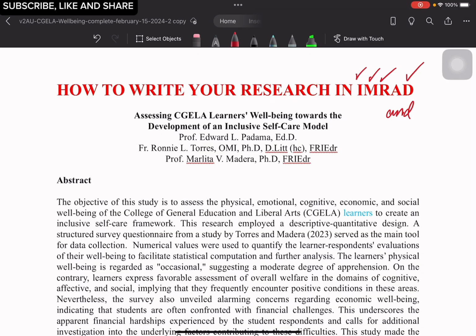Now, in order to better understand the IMRAD format, I will be sharing an actual study that we have created together with other researchers, which is reflected on your screen right now. The title of the study in IMRAD format is Assessing the CGELA's Learners' Well-Being Towards the Development of an Inclusive Self-Care Model. So CGELA is a specific college in Arellano University that refers to the College of General Education and Liberal Arts. So this particular study will evaluate the well-being.